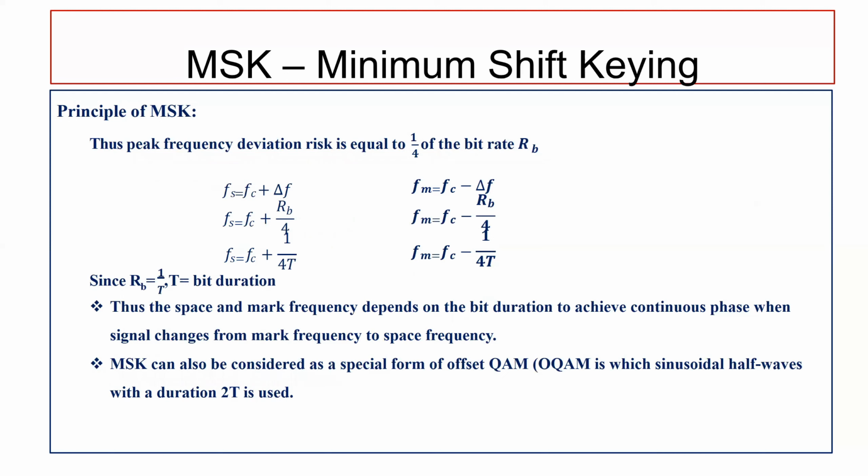So it will be 1 by 4T because Rb is equal to 1 by T. So the frequency will vary by plus 1 by 4T or minus 1 by 4T. It is plus 1 by 4T for symbol 1 and minus 1 by 4T for symbol 0. So the space and mark frequency depend on the bit duration. It changes from one frequency to another frequency, and in another way it is specialized as a special form of offset QAM, OQAM, which is half sinusoidal waves with the duration of 2T. So 1 by 2 into 1 by 2T becomes 1 by 4T. So it can also be represented as an offset QAM.